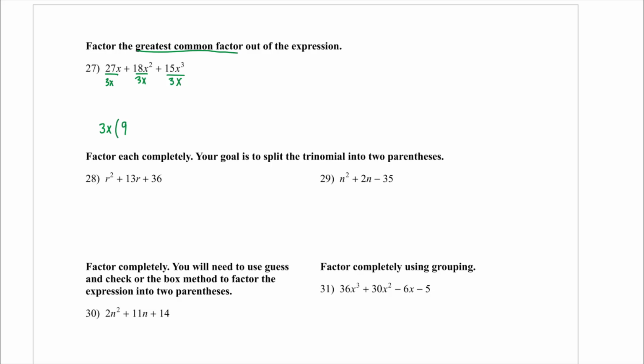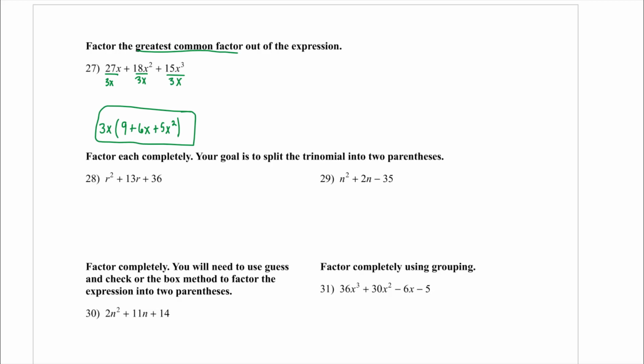Another way of thinking of it is to say 3x times what gives you 27x. So if that's easier, 3x times what gives you 18x squared, that would be 6x. And 3x times what gives you 15x cubed, it'd be 5x squared. What's cool about factoring is that usually algebra students are pretty good at the distributive property. If you do the distributive property, you should get what you started with. So that's a cool trick to try.